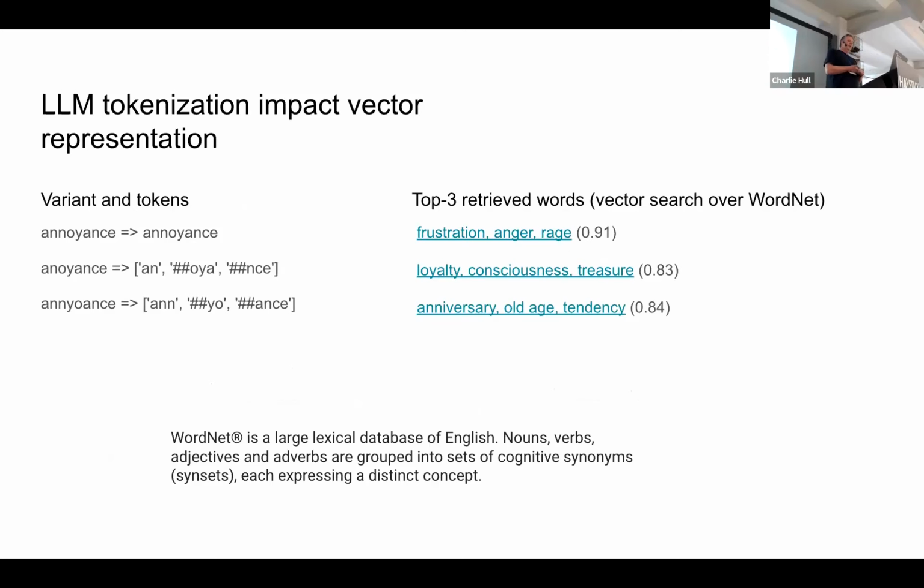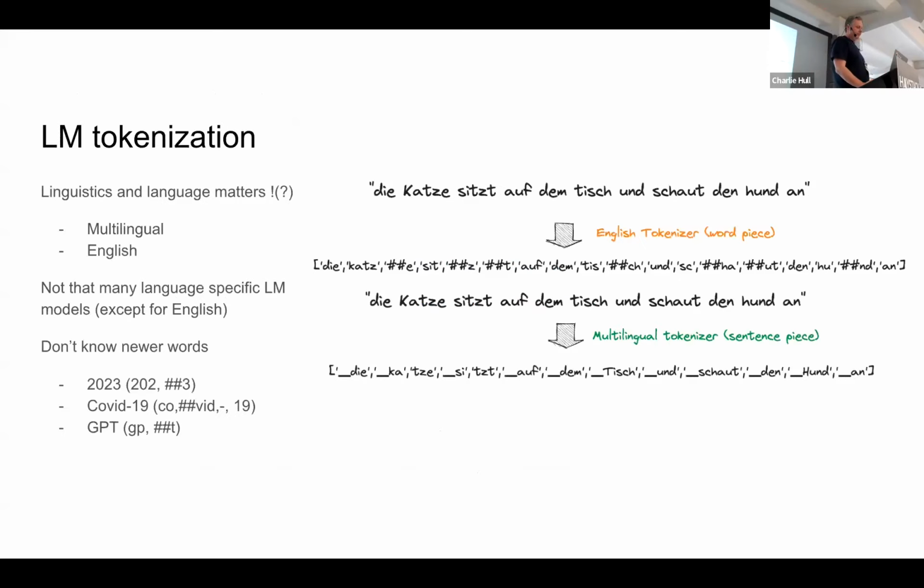For example, if you index WordNet, a linguistic database of English, and you spell it correctly, annoyance, and you tokenize that into one token, run it through the deep neural network, get a vector embedding, then do a vector search, and it comes up with pretty good results: frustration, anger, rage. But if you misspell it, the embedding retrieval will return loyalty, consciousness, treasure, which is not really semantically similar, right? So spelling still matters, unfortunately.